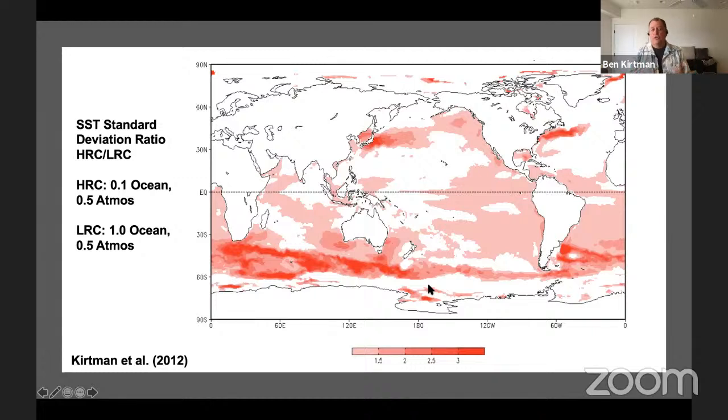And then the most dramatic result, as expected, is the overall variability. Here I'm showing the ratio of standard deviation from the high resolution to the low resolution. This is plotted on the atmospheric model grid, and since they both have the same atmospheric model, it's genuinely a fair comparison. You can see as much as 3 times the amplitude of the SST variability in those eddy-rich regions, and extremely modest increases in amplitude in the other parts of the ocean.